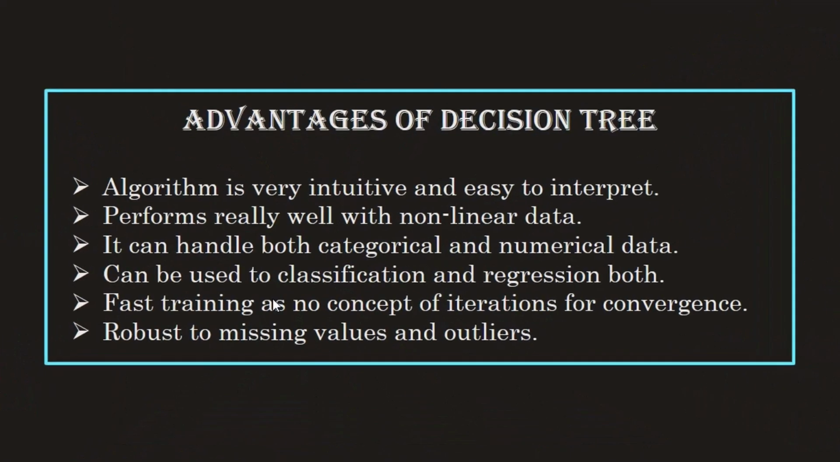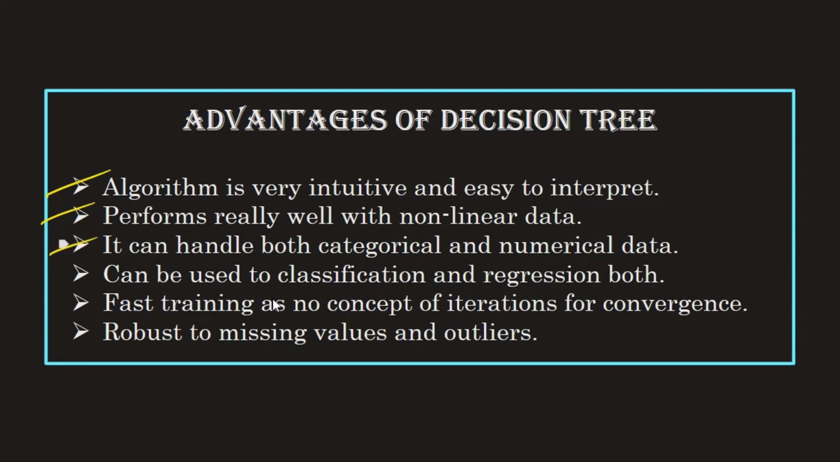Now let's quickly discuss the advantages of using the decision tree classifier algorithm. Yes, it is very easy to interpret and very intuitive. It performs really well with non-linear data that we have already seen. If we have a data set where the classes can be linearly separated, of course we could have gone with algorithms like SVM or logistic regression. But in cases where the data cannot be classified linearly, decision tree works really well.